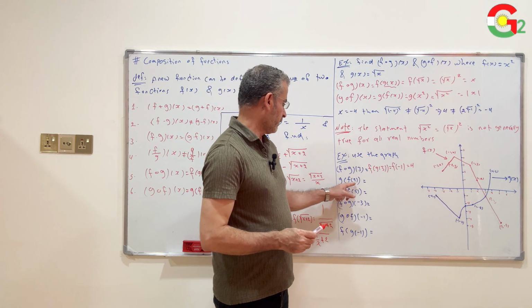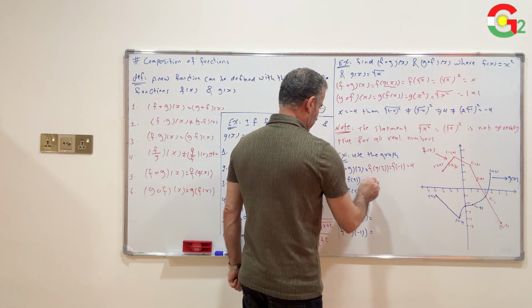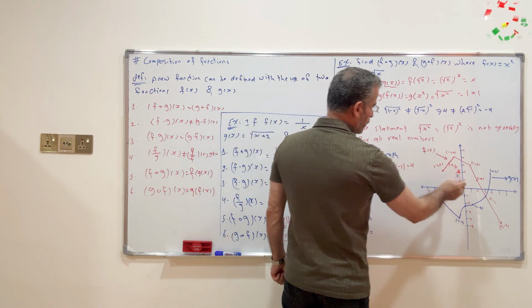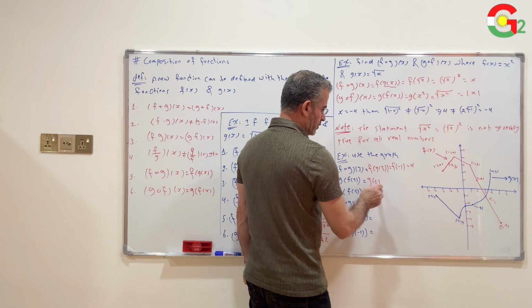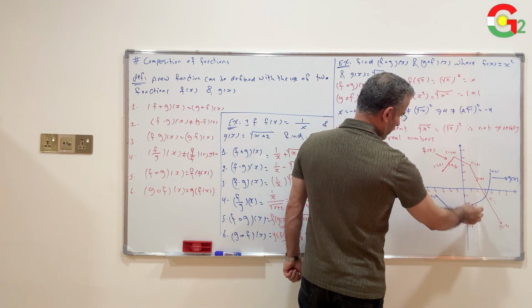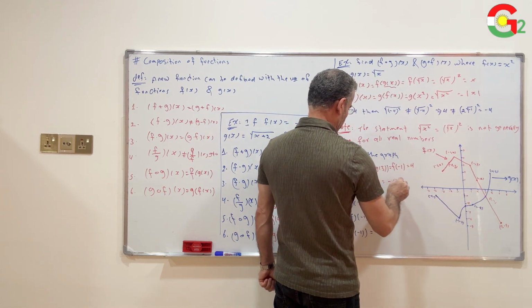g of f of 2 equal to g of f of 2 is 1. Then I want g of 1. g of 1 is negative 2.